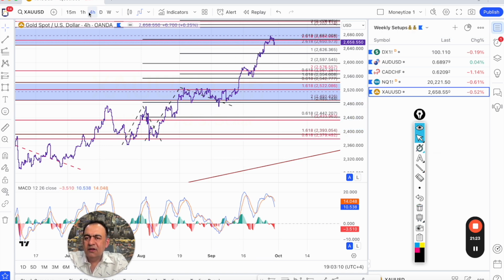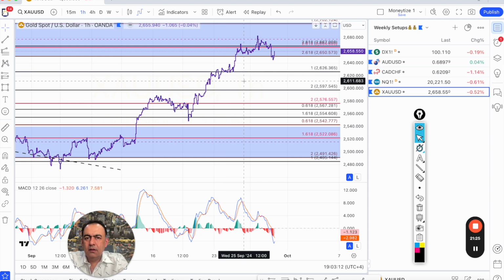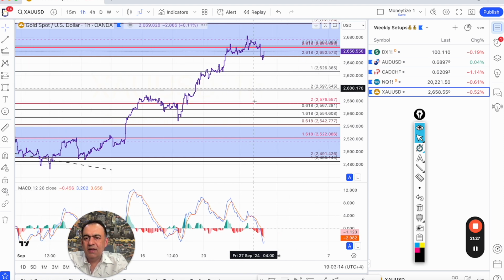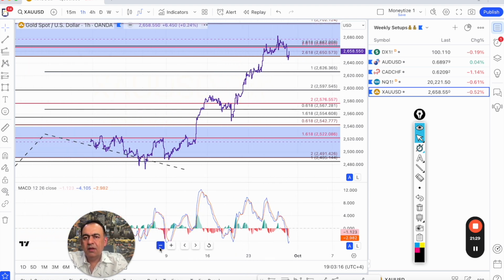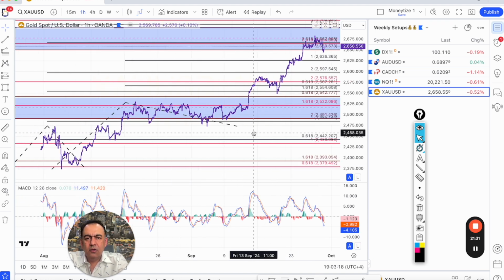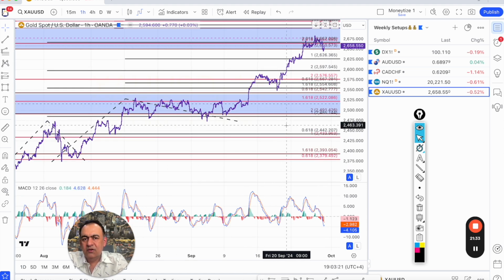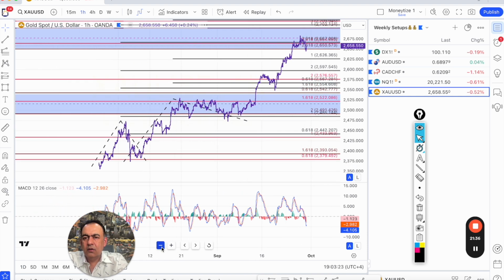But I do not expect a severe pullback in gold, reason being dollar index is not picking momentum. So dollar index continues to be weaker, which should be the bullish case scenario for gold.